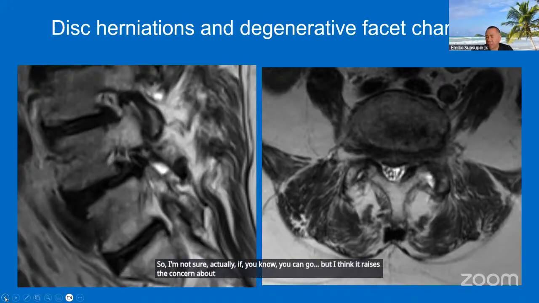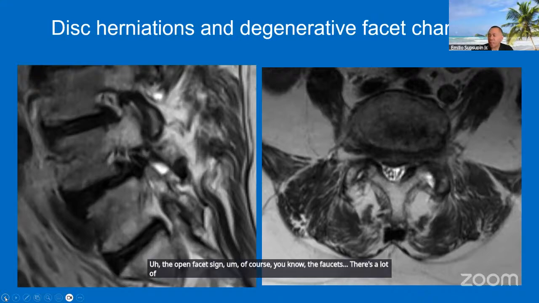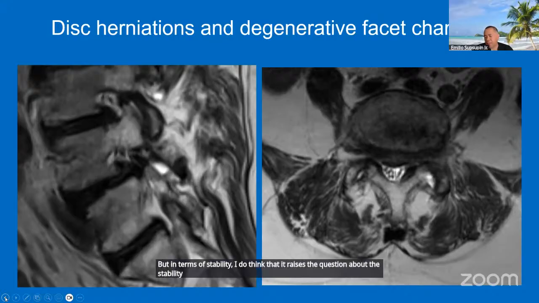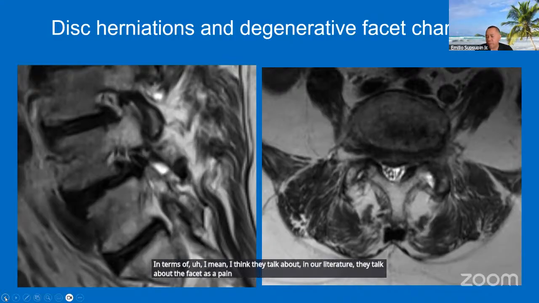So I think it raises the concern about stability. The open facet sign, of course, the facets, there's a lot of theory. I think that is the domain of the pain experts. But in terms of stability, I do think it raises the question about the stability of that segment. In our literature, they talk about the facet as a pain generator, as a pain problem.